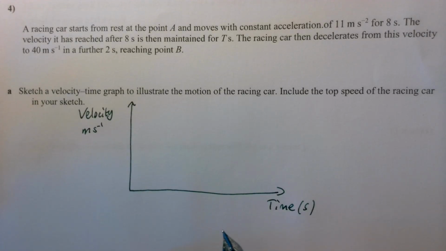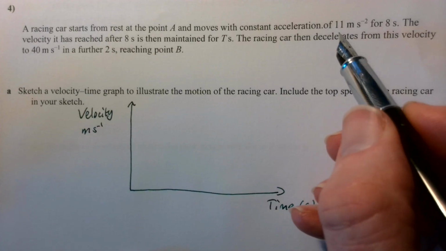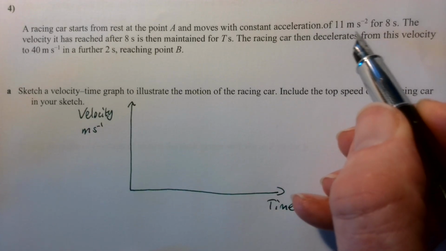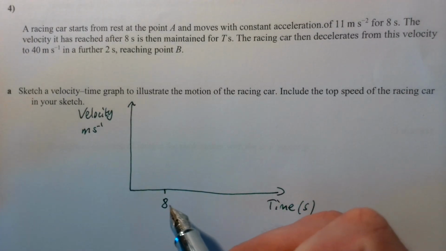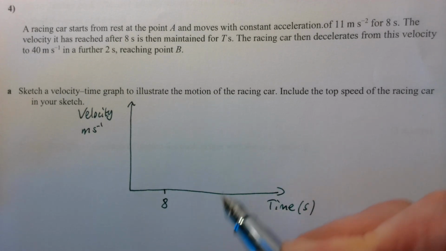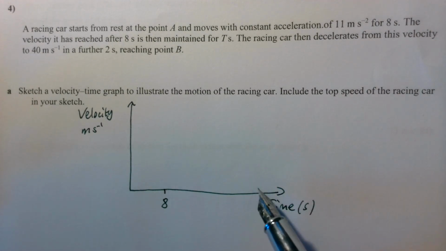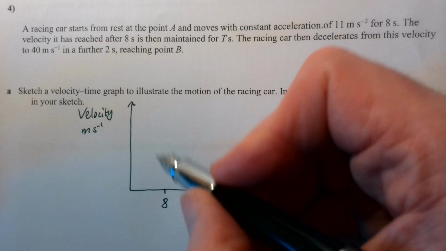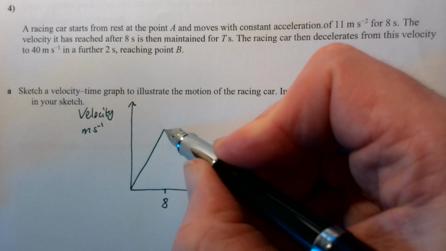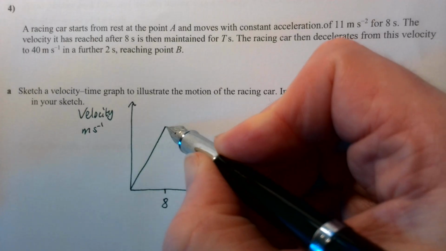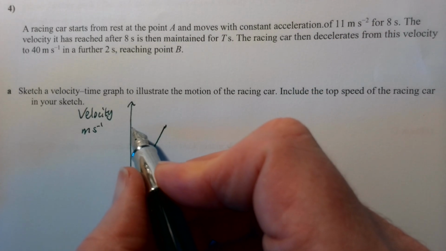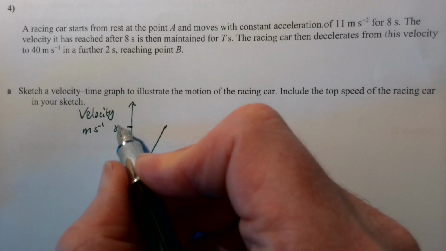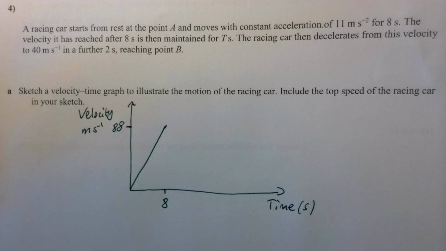The first thing that happens is it goes with constant acceleration of 11 meters per second squared for 8 seconds. So if we put a little marker saying 8 there, and having done that, it stays at the same velocity, then it comes down. So that's going to be the highest velocity that it gets to after 8 seconds. We need a straight line going up to there, and because 8 times 11 is 88, we really want to be putting in 88 there to show that that's the speed we're going at that point.